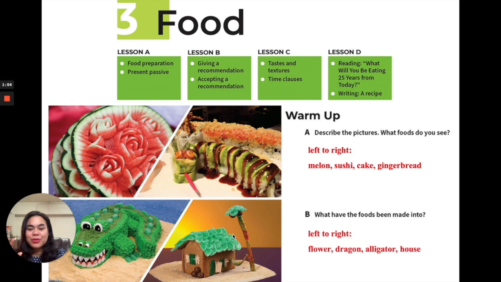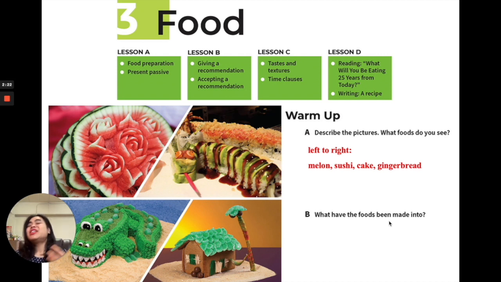So from left to right, they're actually a melon, or in this case, we all know it's a watermelon, okay? Sculptured into a flower pattern, okay? We've got sushi, Japanese food. This one actually is maybe a pound cake or something, I think. And the last one is gingerbread. But what have the foods been made into?